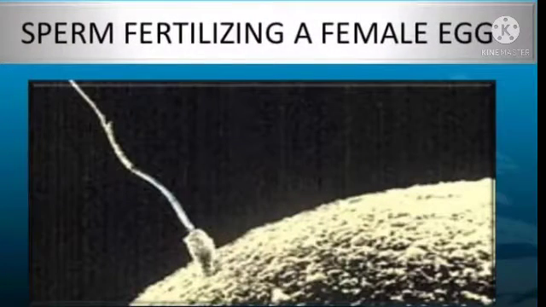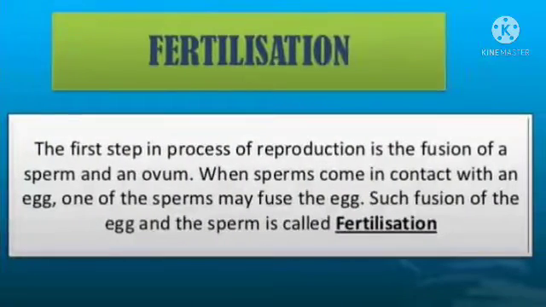Here is a picture showing sperm fertilizing a female egg. Fertilization. The first step in the process of reproduction is the fusion of a sperm and an ovum. When sperms come in contact with an egg, one of the sperms may fuse with the egg. Such fusion of the egg and the sperm is called fertilization.